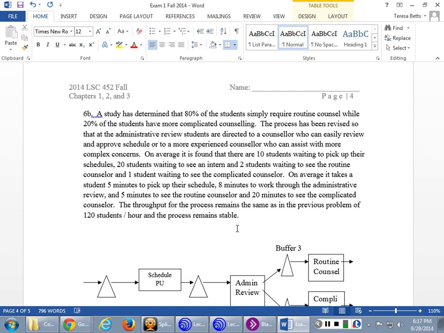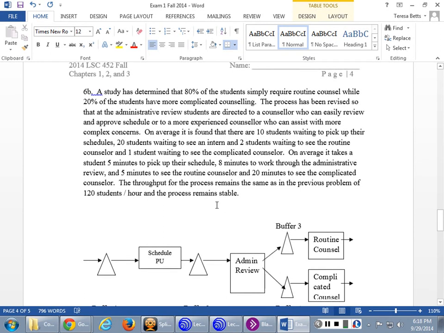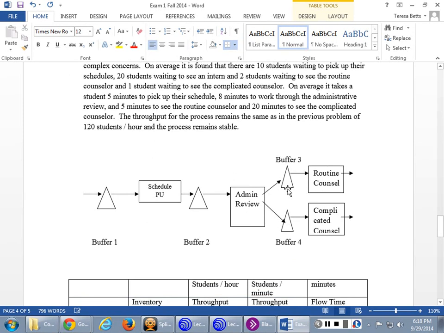On average, it's found that there are 10 students waiting to pick up their schedules, 20 students waiting to see an intern, and 2 students waiting to see the routine counselor, and 1 student waiting to see the complicated counselor. On average, it takes a student 5 minutes to pick up their schedule, 8 minutes to work through the administrative review, 5 minutes to see the routine counselor, and 20 minutes to see the complicated counselor. The throughput for the process remains the same as the previous problem of 120 students per hour.